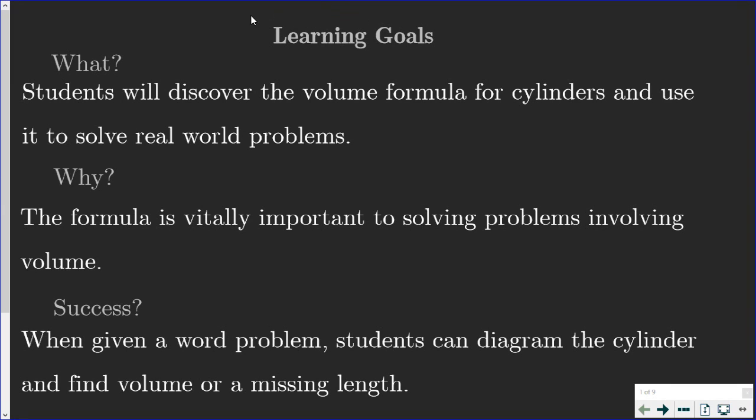Here are our learning goals for today. What will we be learning? Students will discover the volume formula for cylinders and use it to solve real-world problems. Why are we doing this? The formula is vitally important to solving problems involving volume. How will you know when you've been successful? When you're given a word problem, you'll be able to diagram the cylinder and find the volume or a missing length.